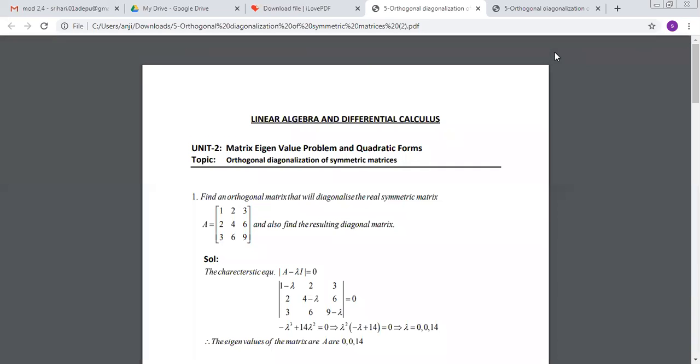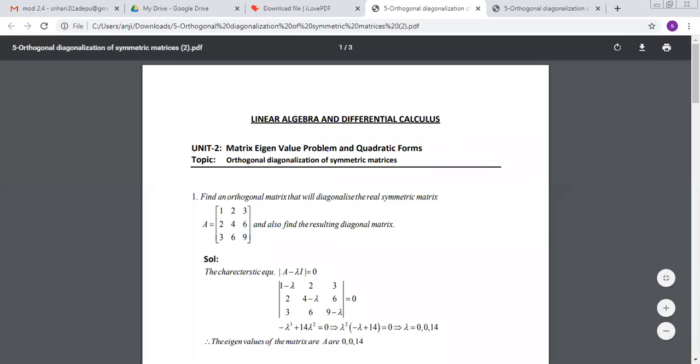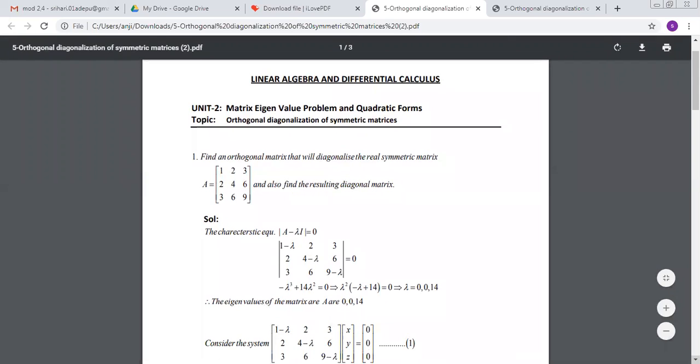Hello everyone. In this lecture, I am going to explain orthogonal diagonalization of symmetric matrices. So here, the matrix is a real symmetric matrix, and every real symmetric matrix is diagonalizable. Moreover, every real symmetric matrix is diagonalizable through an orthogonal matrix.